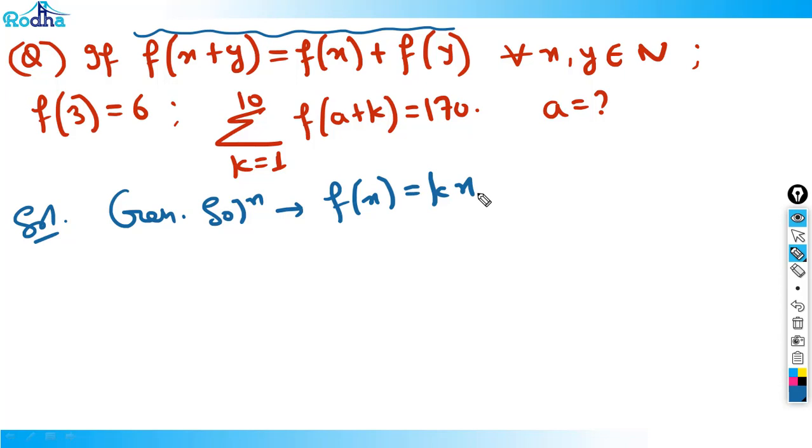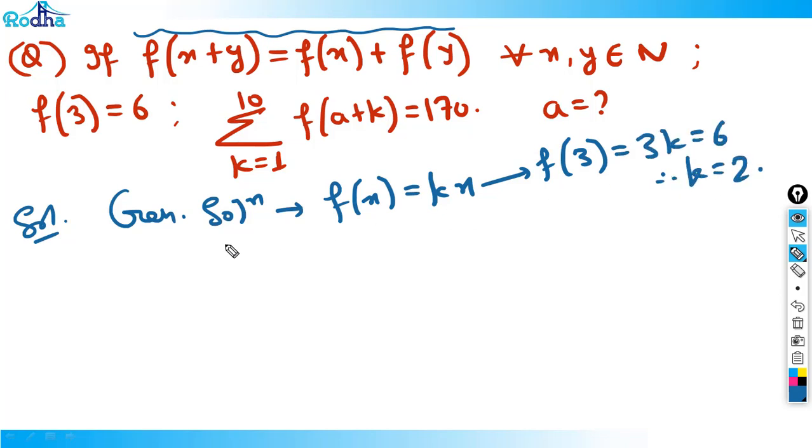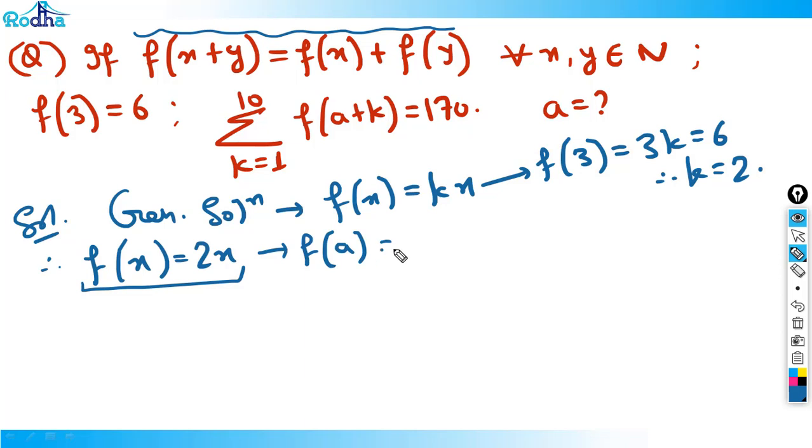So if f of x is equal to k times x, we have been given that f of 3 is equal to 3k, that is equal to 6, therefore k is equal to 2. Therefore, f of x is equal to 2x is the general solution for these kinds of questions, right? So if you have f of a, that becomes 2a, right?